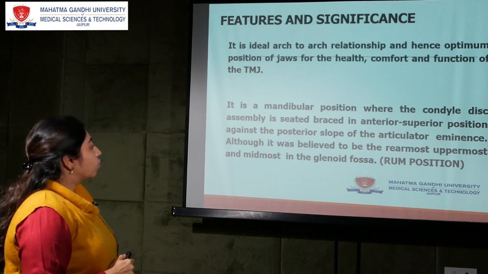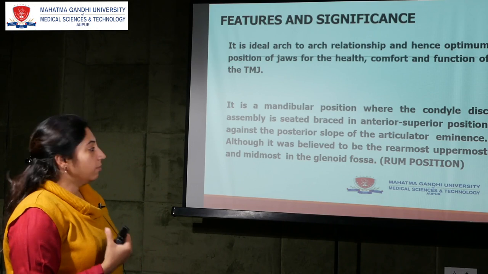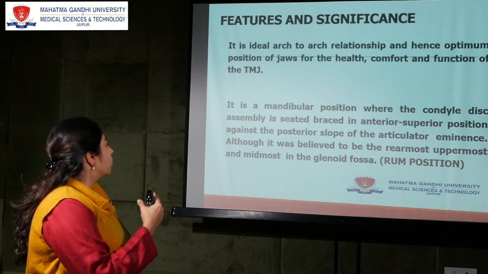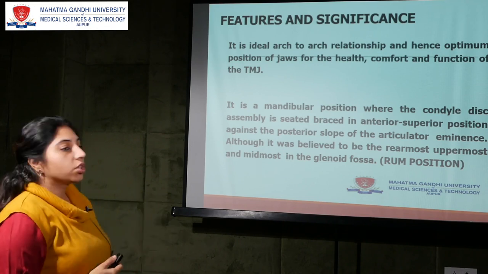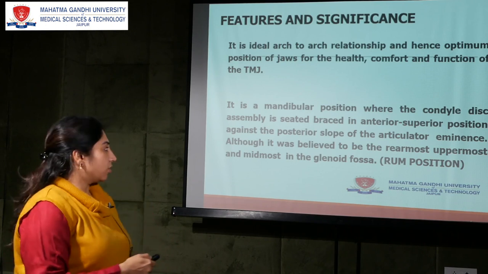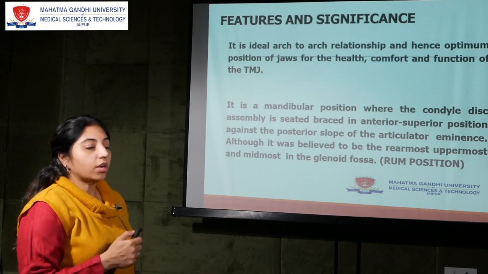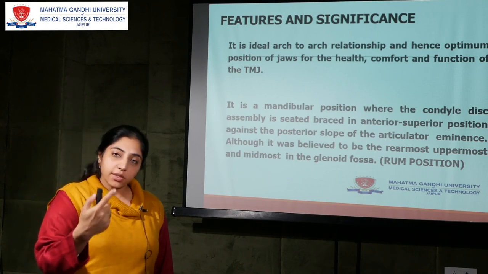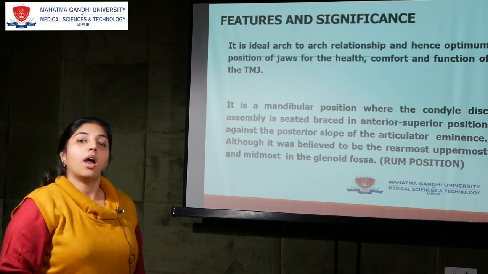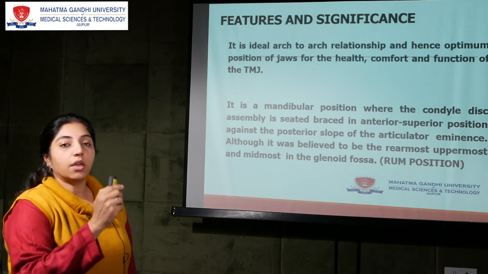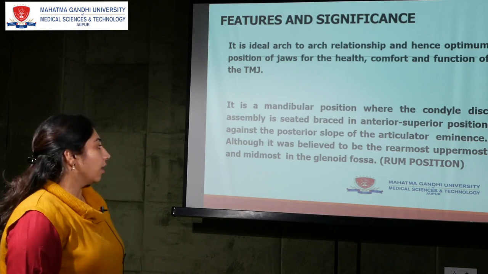Although it is believed to be the RUM position, RUM is the short form for rearmost, uppermost, midmost position within the glenoid fossa. So this is the anatomic understanding of the centric relation: what is happening to the condyle, where is the condyle positioned along with the articular disc when the relation is in centric relation.